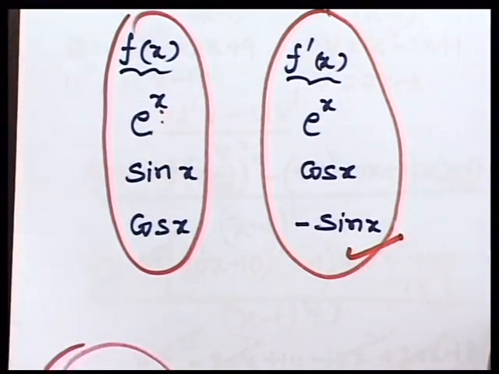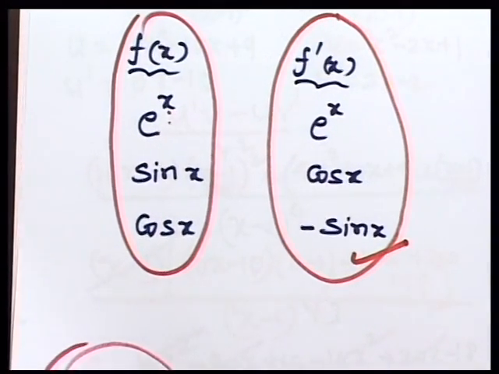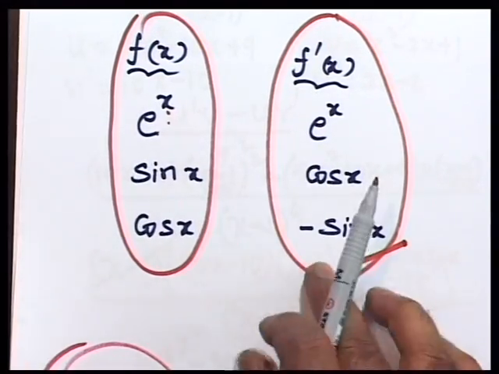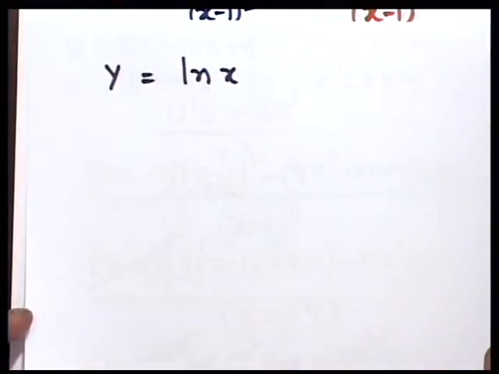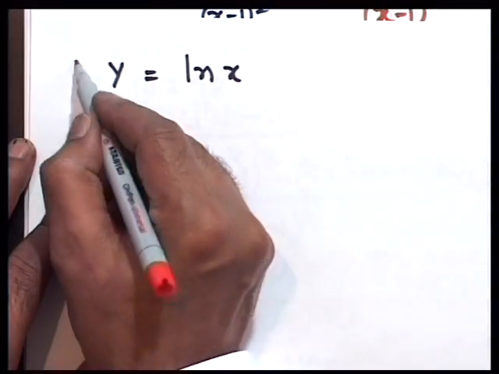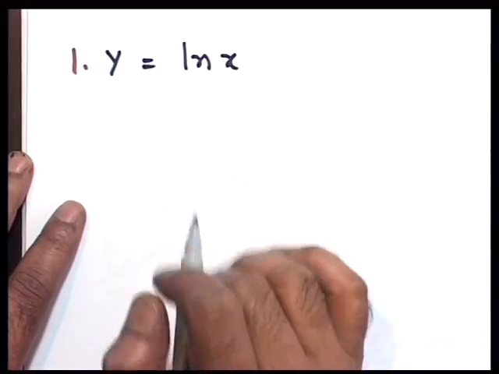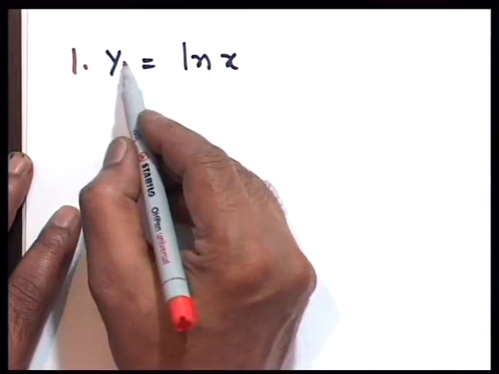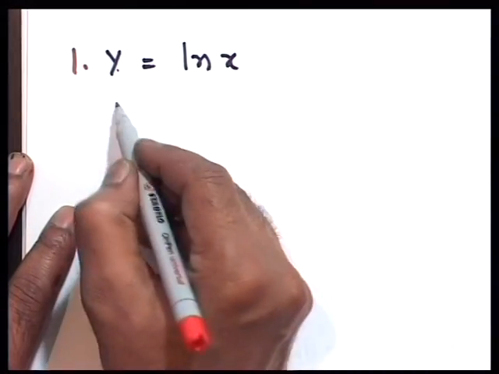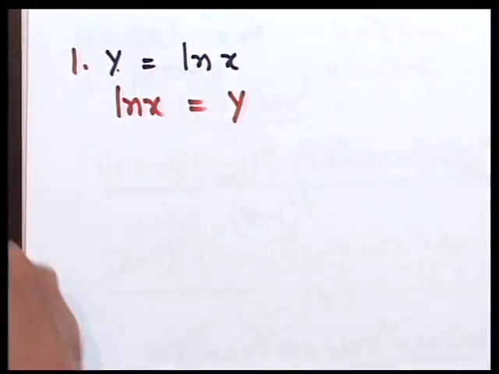We are going to do the exponential functions, natural logs and all other stuff, but these three are very, very important. Okay, let's see question number 1. That's y equals natural log x, and we need to differentiate this. How to differentiate the natural log x? Very important. They do ask you sometimes in the exam, please. So y equals natural log x. Let me write natural log x equals y and see what happens.